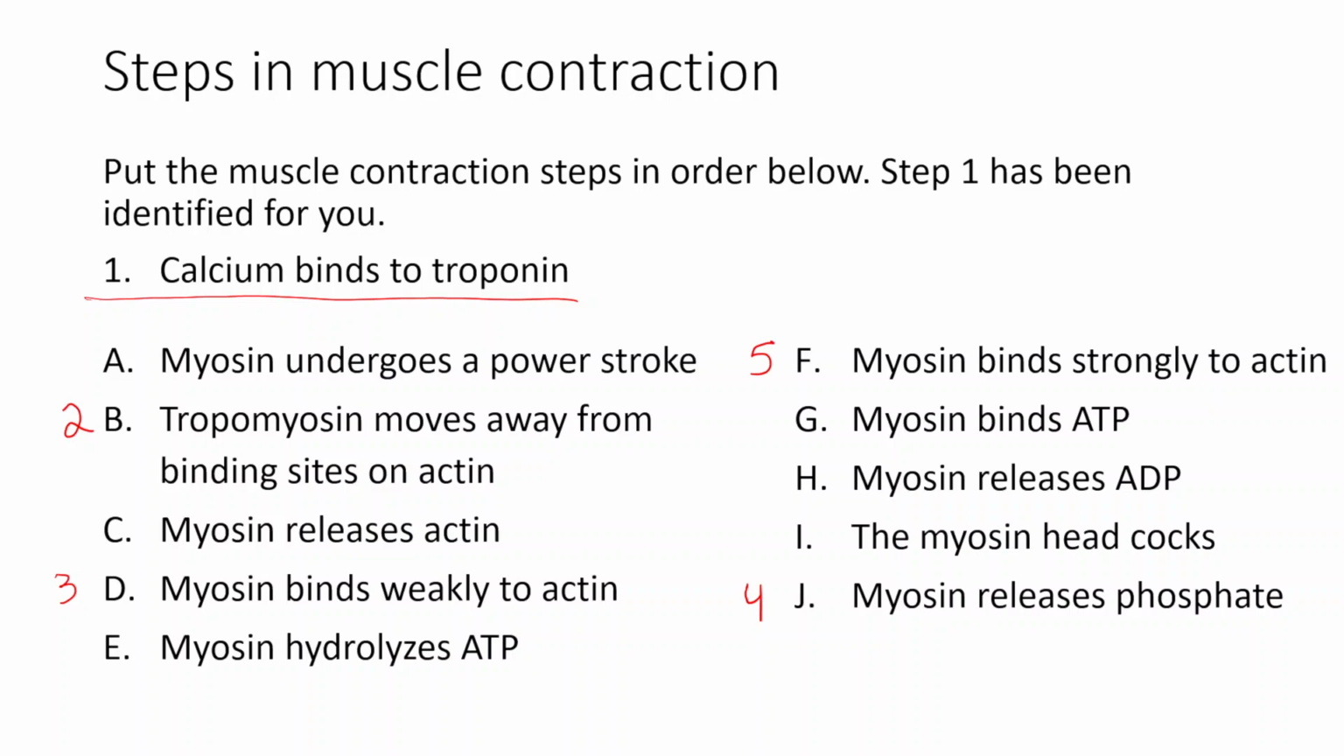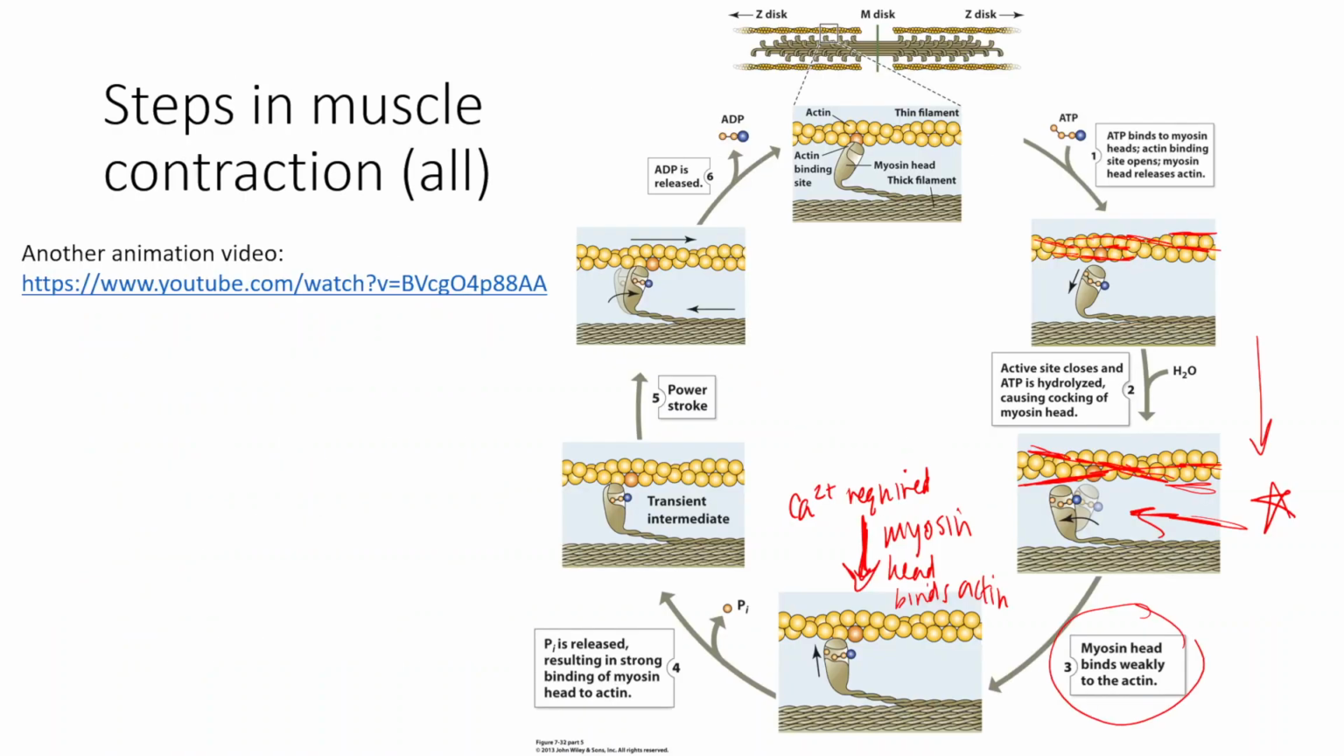And at that point, very quickly, we get what? Once you get that strong binding, what immediately happens? Yeah. A. Yeah, the power stroke. Hopefully I'm getting these numbers right. Okay, so after the power stroke, now we've reached here, right? We released phosphate. We bound very strongly with this transient intermediate. So we had strong binding, and we very quickly did that power stroke. Now the myosin head moved relative to the actin. At that point, now what's happening?